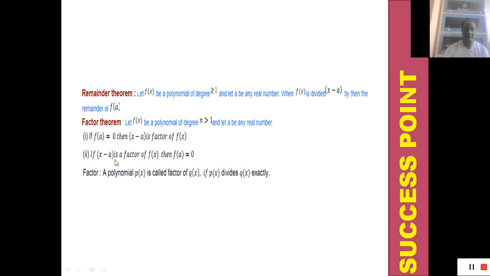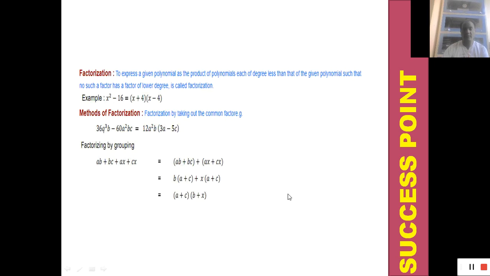Similarly, if x minus a is a factor of f(x), then f(a) is also equal to 0. A polynomial p(x) is called a factor of q(x) if q(x) is divided by p(x) exactly. Now we discuss factorization. It is the expression of the given polynomial as a product of polynomials, each of degree less than the given polynomial. Like this, x square minus 16 is equal to x plus 4 into x minus 4. These are factorizations.